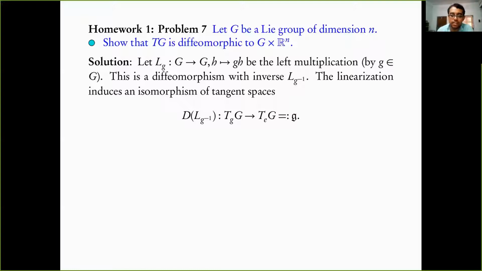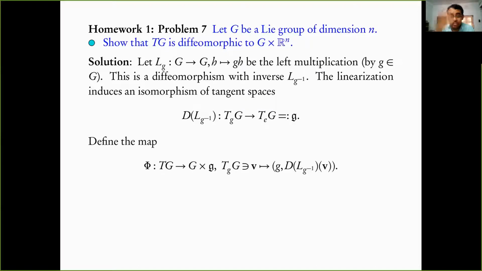Okay, good. So what do we want? Well, we want to use this to define the map. Remember, we wanted to identify any tangent space to the tangent space of identity, and this map does it. So you define the map capital Phi, which is simply going to take a tangent vector V at the point little g, and it's going to keep track of where it's a tangent vector at, namely the element little g, and you transform this vector to a tangent vector at identity by the linearization of L_g inverse.